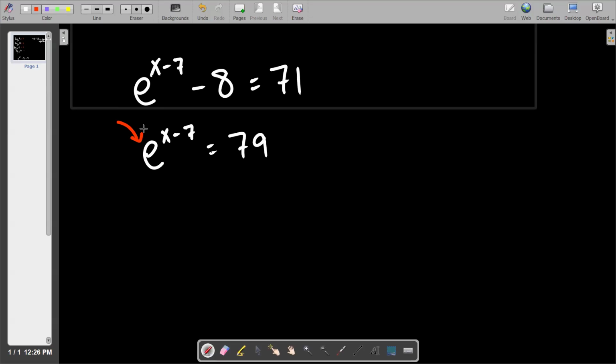And so remember, and I won't show this step every time, the reason we're logging is to eventually bring this exponent down, right? So we're going to take the natural log, and I'm going to show this step at least once, maybe twice, and then we'll start bypassing it. So it looks like this. The natural log of e to the power of x minus 7 equals the natural log of 79.